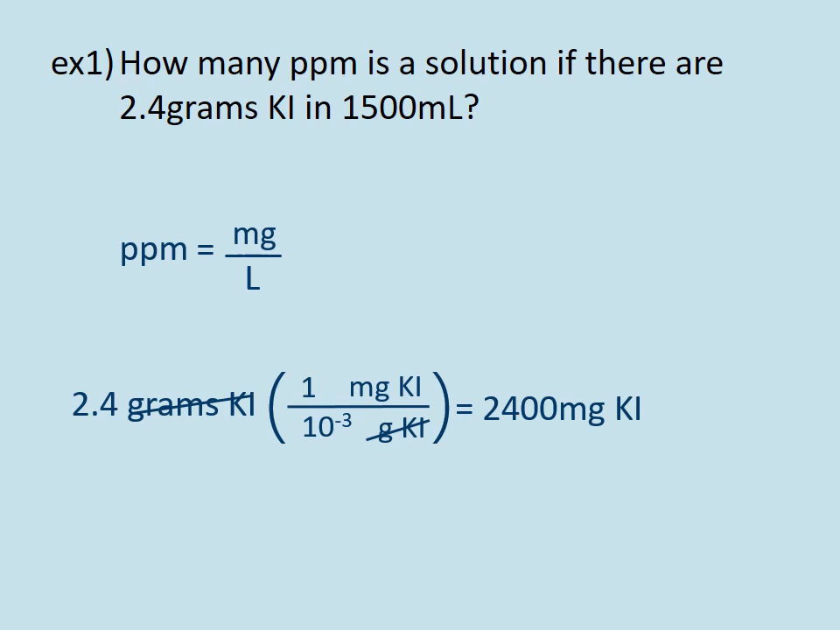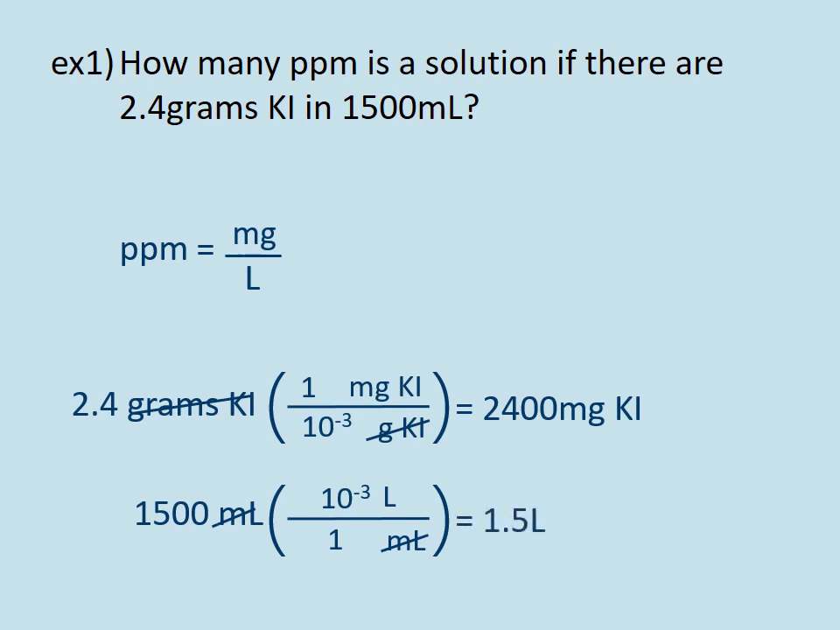I'm dividing by liters, but I have been given milliliters. So I will also have to convert from milliliters to liters. So big brackets, milliliters on the bottom so they can factor out, and I will convert milliliters to liters. And 1 milli equals 10 to the negative 3. I run it through my calculator, and the total volume is 1.5 liters.